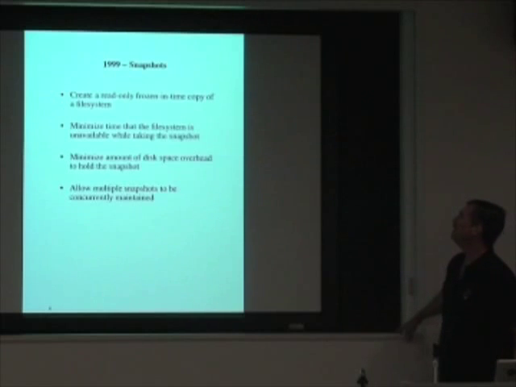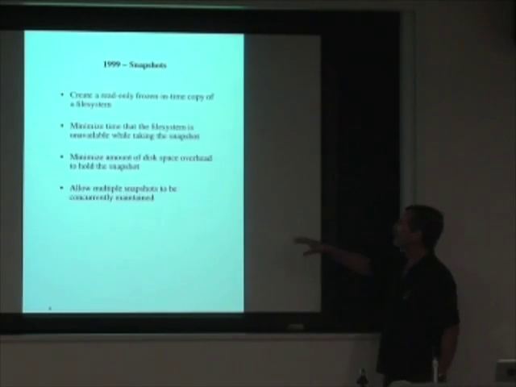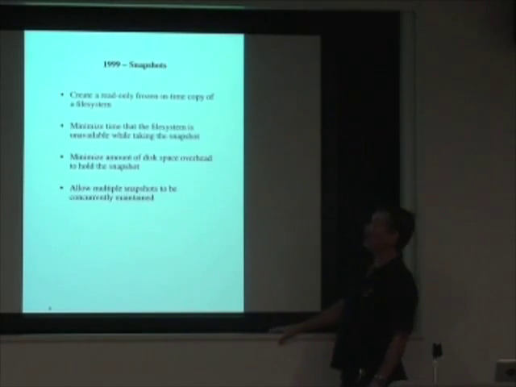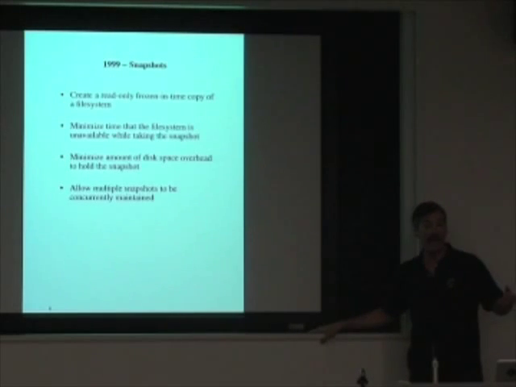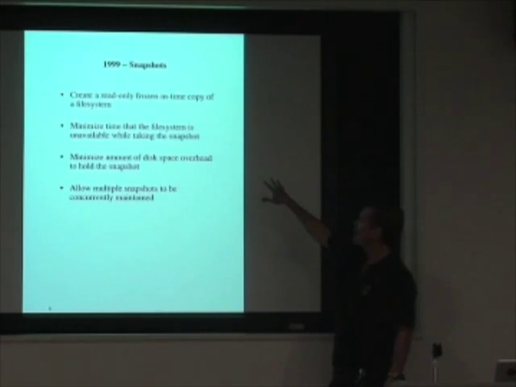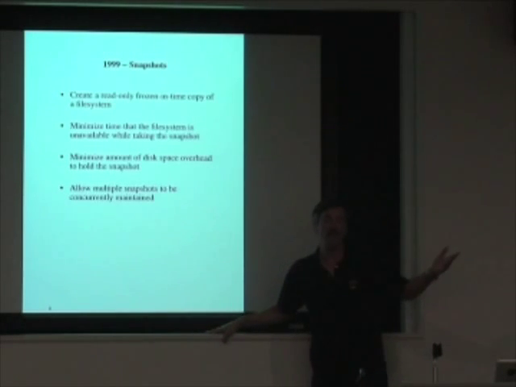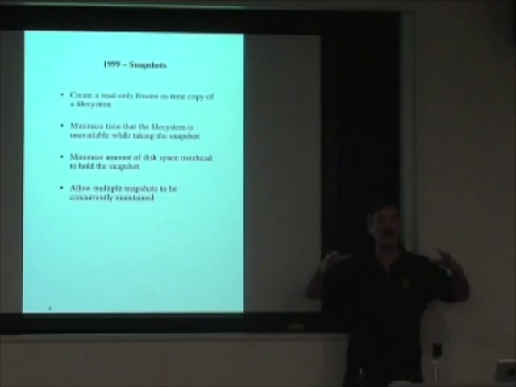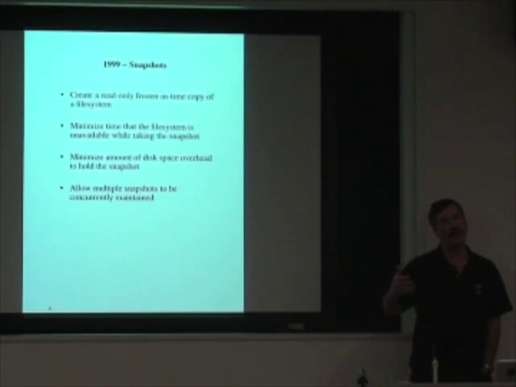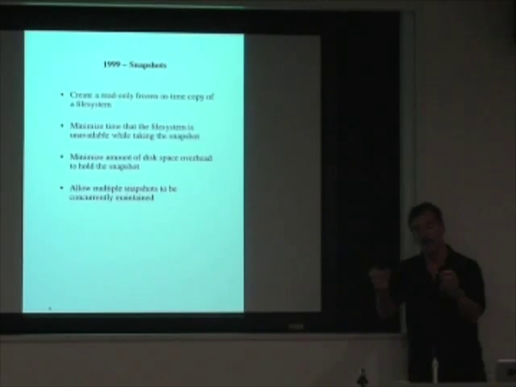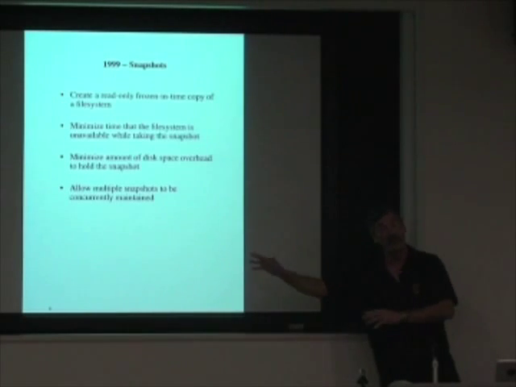And so in 1999, we tried to figure out how to do it. We have to do it as copy on write, as I already mentioned. But it creates a read-only frozen in time copy of a file system. And you want to minimize the time that the file system is unavailable. Although it may take 10 or 15 minutes to create the snapshot, we only have to have the file system itself frozen for 5 to 10 seconds. So we spend a lot of time getting ready, and then we just go boom, grab the key stuff we need, and then let it keep going.